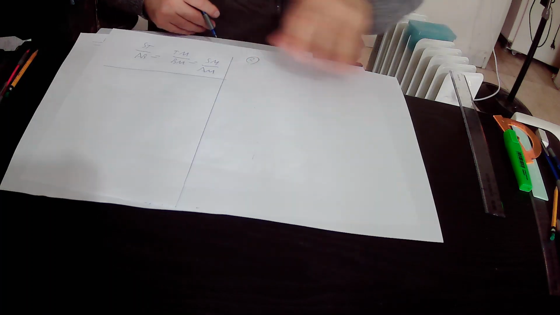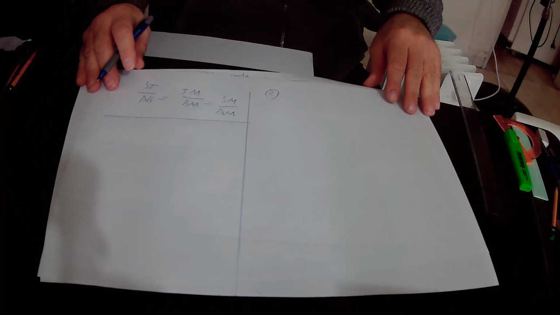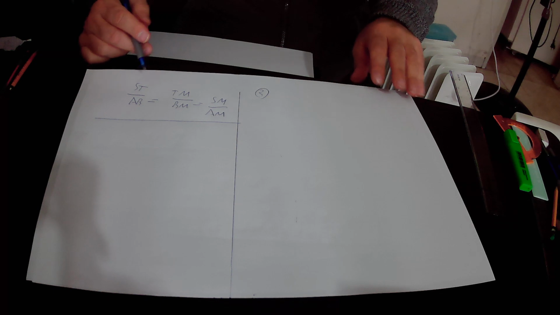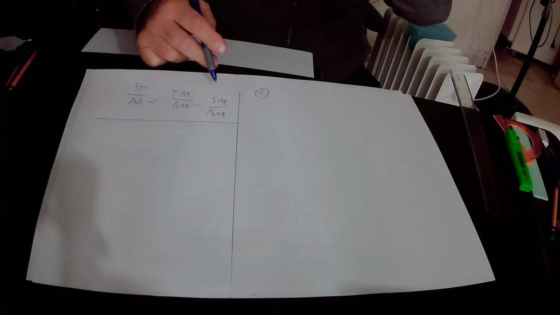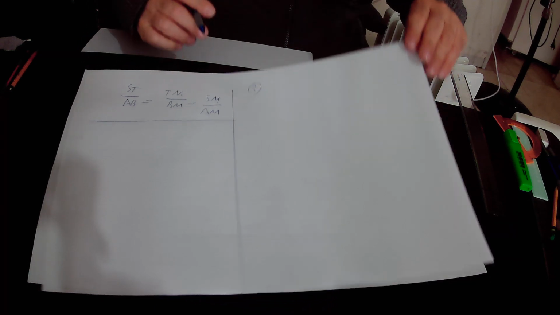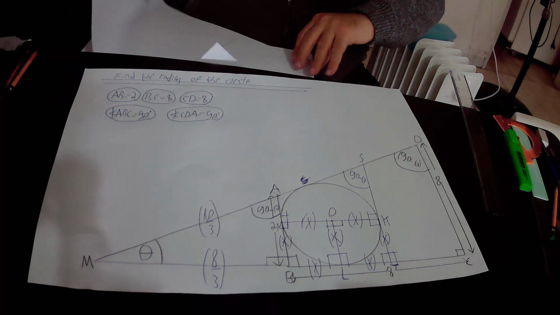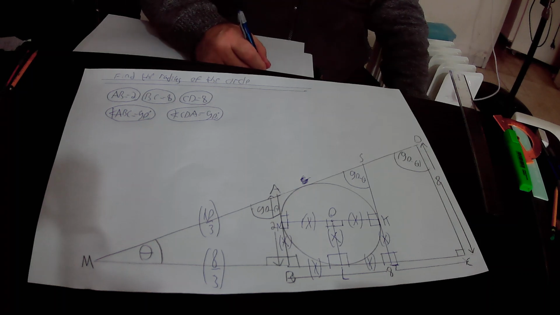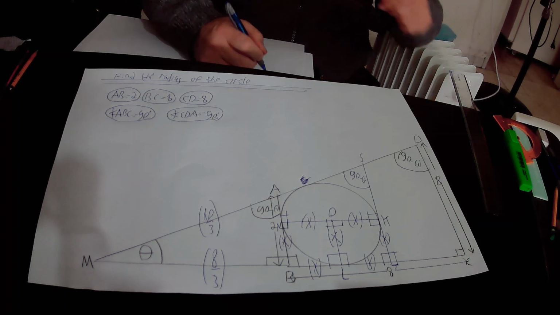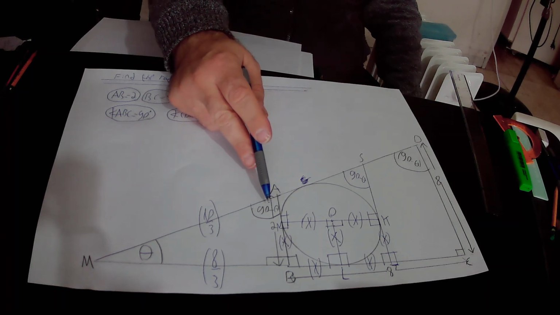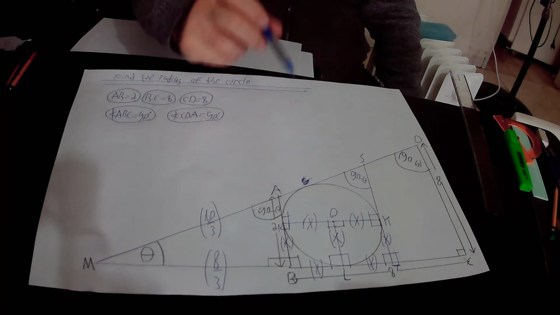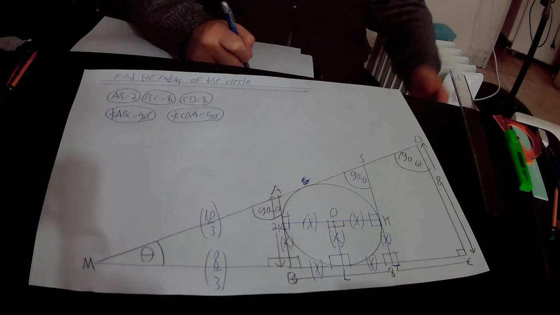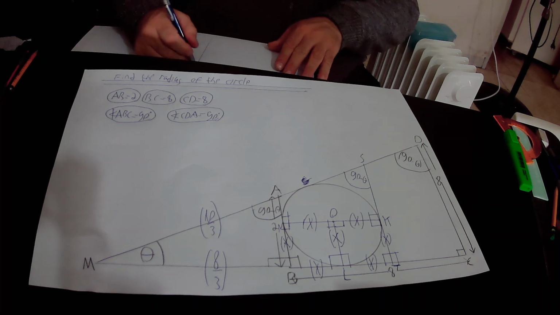Repeat again. We conclude that ST over B equals TM over BM equals SM over AM. ST is the missing side, so we will leave it as it is, over AB. AB is 2, so we substitute AB by 2, and it is also equal to TM.